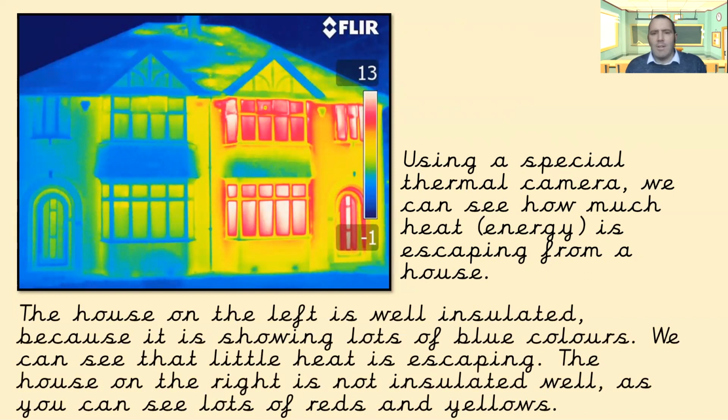So as I said, the house on the left is well insulated. We're showing lots of blues and greens, very little heat escaping. The house on the right is not insulated well. As you can see, there's lots of reds and yellows. And if you look on the right of your image, you can see -1 where there's blues and greens at the bottom and 13 up at the top where there's reds. So you can see quite how much heat is escaping from that house on the right.